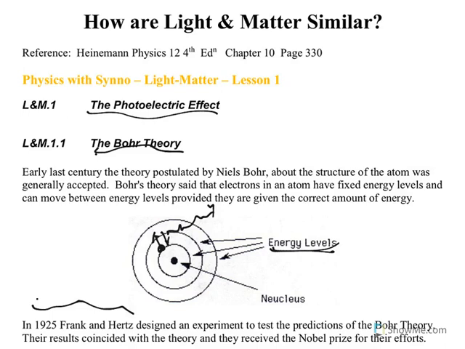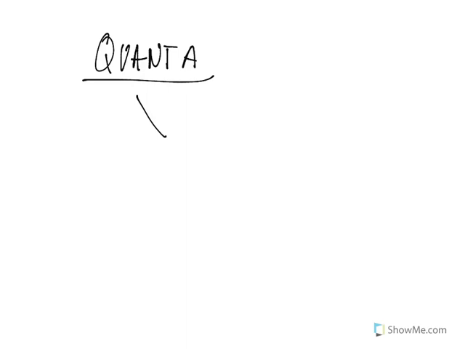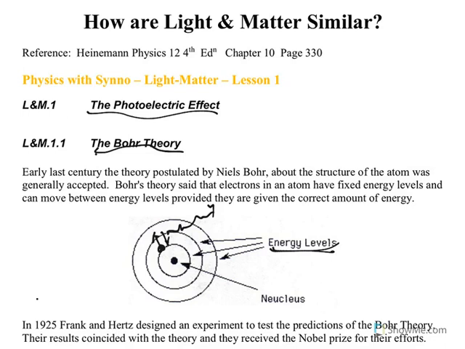And then in 1925, two guys, Franck and Hertz, designed an experiment to test those predictions, and their results supported the theory. And they got the Nobel Prize. So that then leads on to the idea of quanta. It comes from the word quantity. The idea of quanta comes back to this Bohr stuff.